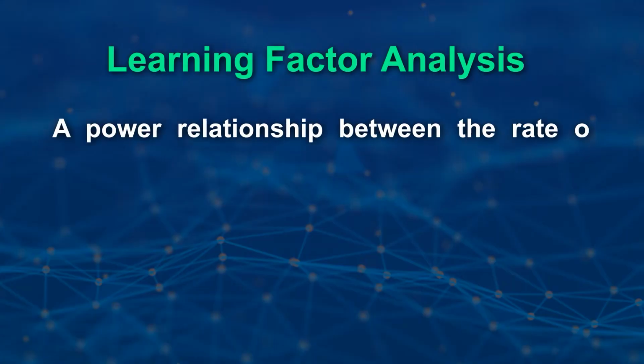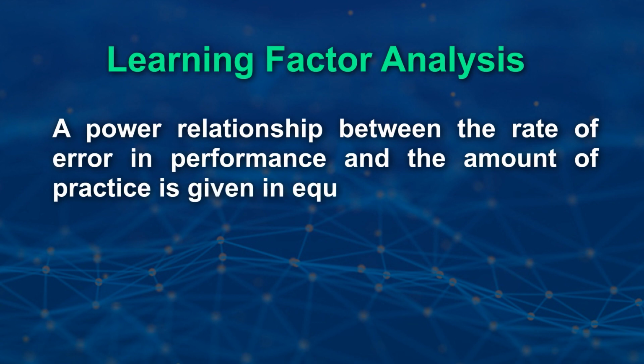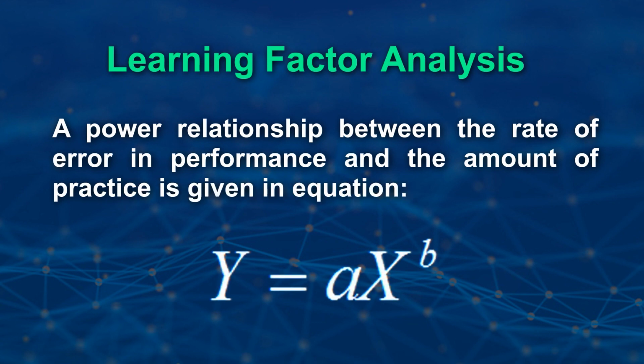Performance of a cognitive model is often measured by how well the data fit the model. A power relationship between the rate of error in performance and the amount of practice is given in the equation y = a x^b. Here y is the error rate, x is the amount of practice in terms of number of times the skill has been practiced, a is the intrinsic difficulty of a skill, that is error rate on the first attempt, and b is the learning rate, indicating the ease of learning a skill. The curve for the relation is known as the learning curve.